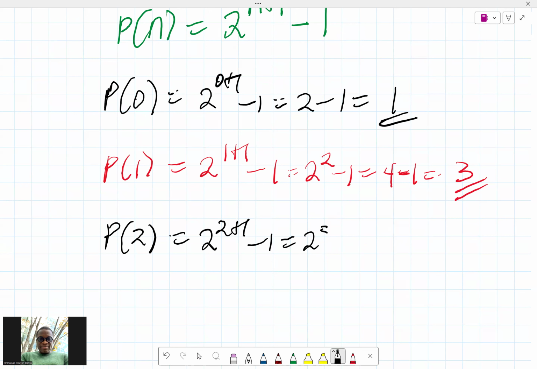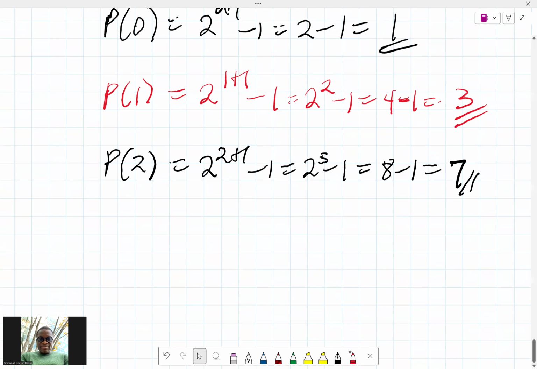That's 2 raised power 3 minus 1. And that is simply 8 minus 1. So 7 rabbits after the second generation. And then we go to P of 3.